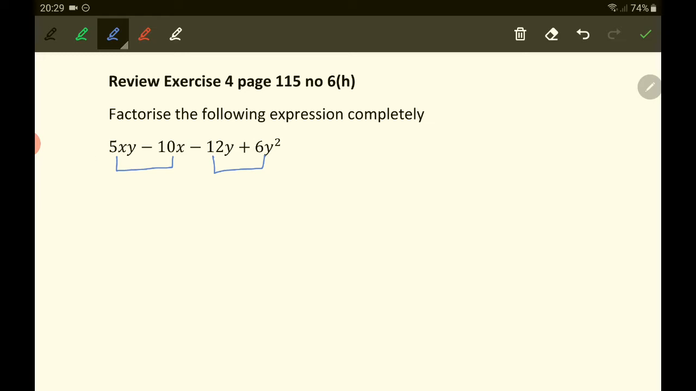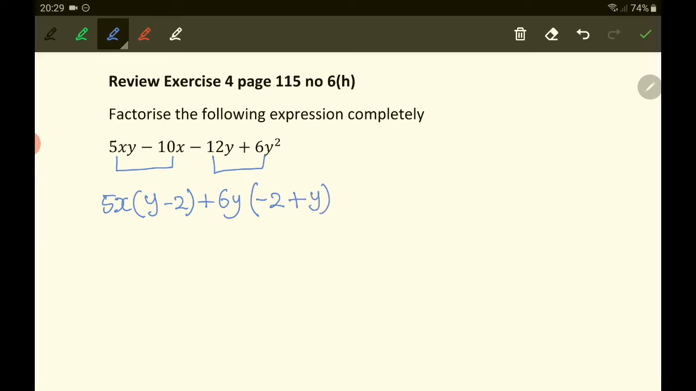The first part first. I think you just need to pull out the common factor. The common factor here is 5x, because both terms can be divided by 5x. So I write 5x and then the bracket, y minus 2. Okay, good. And then for the second part, I think the common factor will be 6y. So I make 6y and then the bracket: 12 minus 12y divided by 6y is minus 2, and then plus y.